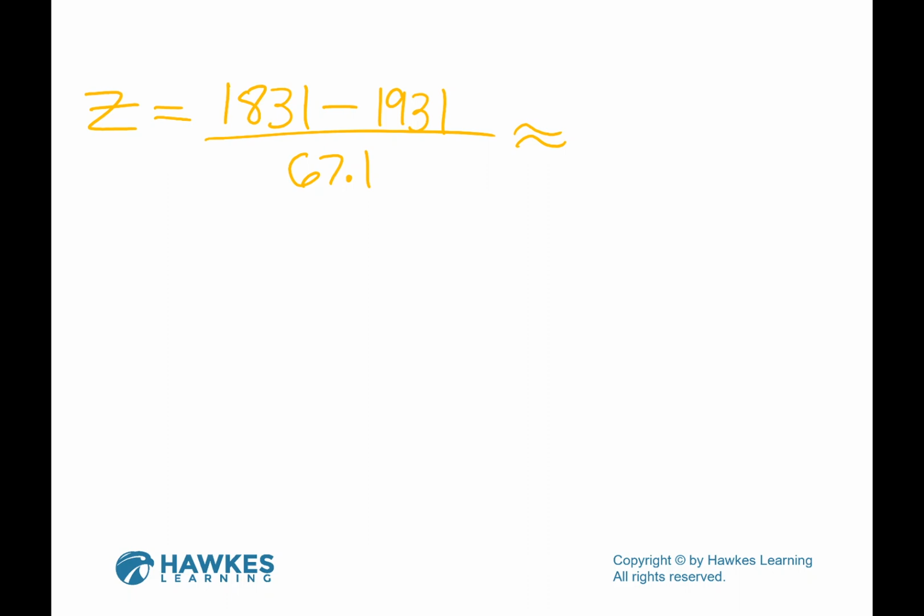So what do we get there? 1831 minus 1931, and then divide our answer by 67.1. I got negative 1.49. That's my Z.